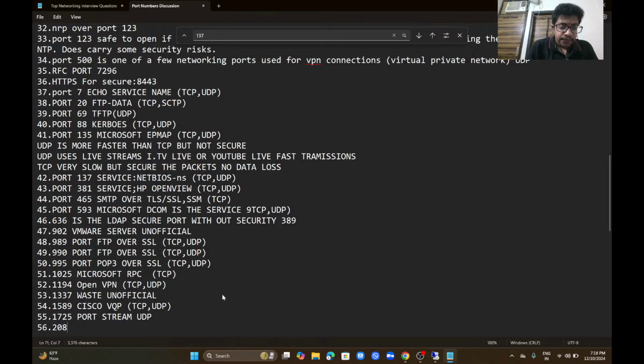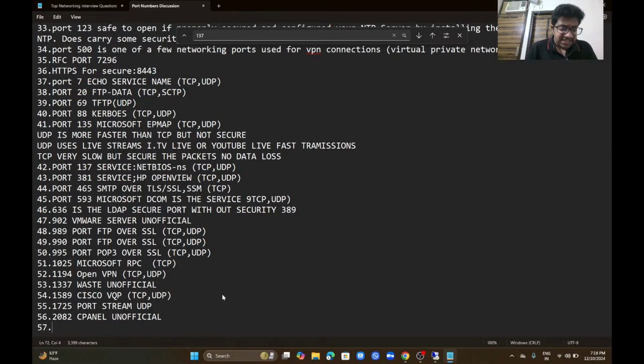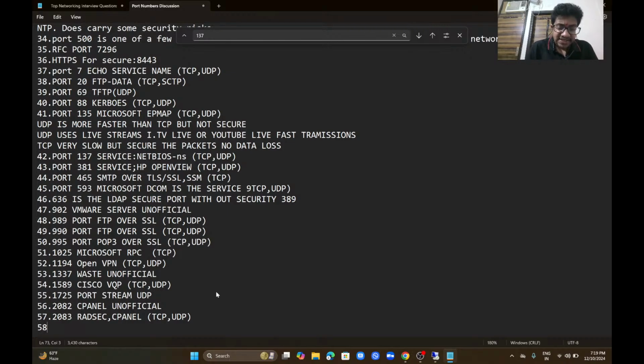Okay, 2082 is the port, cPanel, unofficial port. And 2083 is RADSEC, cPanel is the service. In the service we are using TCP, UDP protocols.